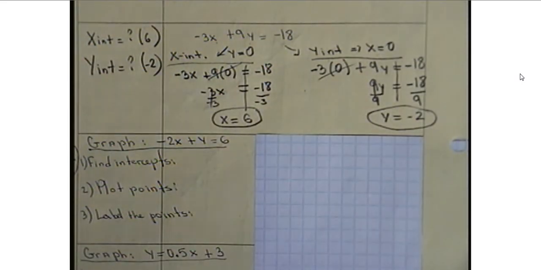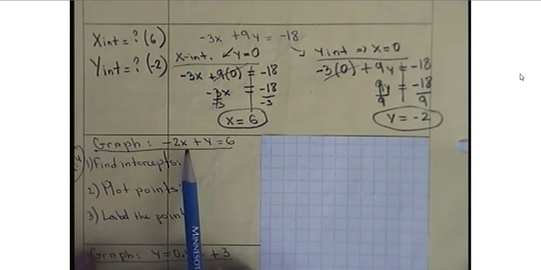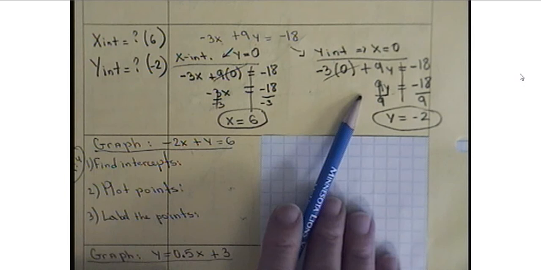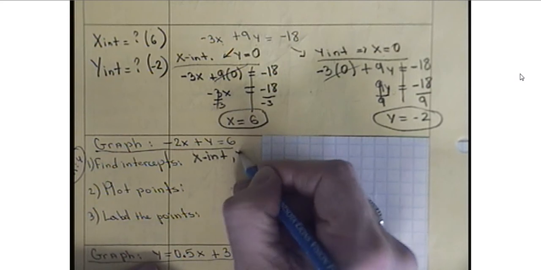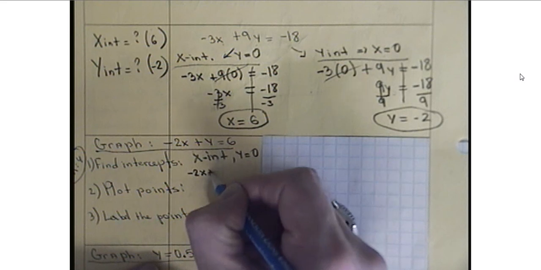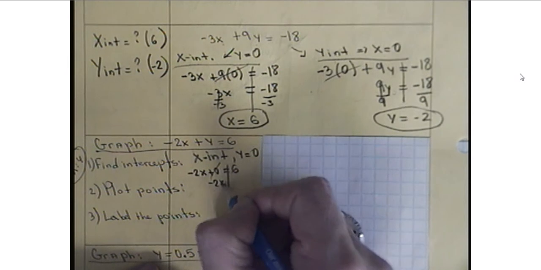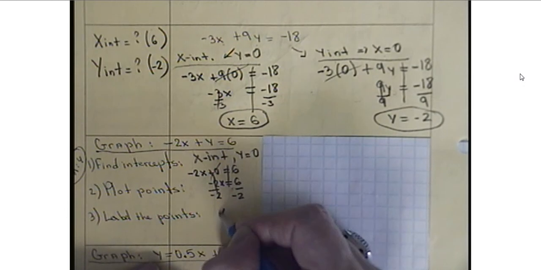Final example, so we're not going to do both of those, we're going to do only this one. We have a given equation, we want to find the intercepts, plot the points, and label the points. To find the intercepts, we have to do the same thing we just did up here. For the x-intercept, we're going to calculate when y is 0. So let's substitute. We have -2x plus 0 equals 6. Now this is gone because it's 0, so -2x equals 6. We'll divide by -2, and we get x equals -3.